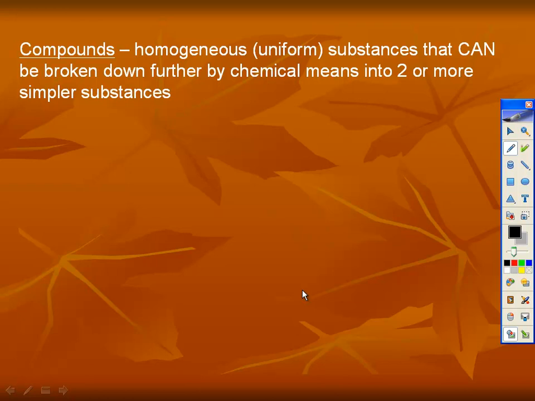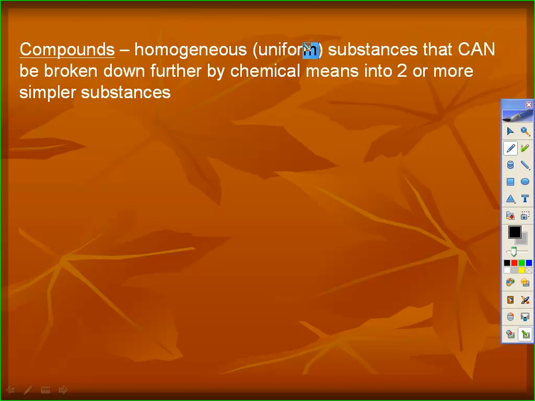We just talked about elements, now we have compounds. Compounds are homogeneous or uniform substances that can be broken down further by chemical means into 2 or more simpler substances. So, these are considered pure substances also because of the fact that they are uniform. And that's what this word homogeneous means, is uniform.